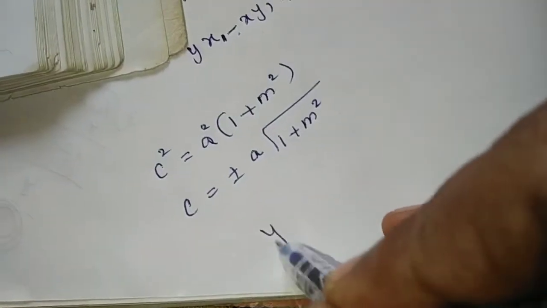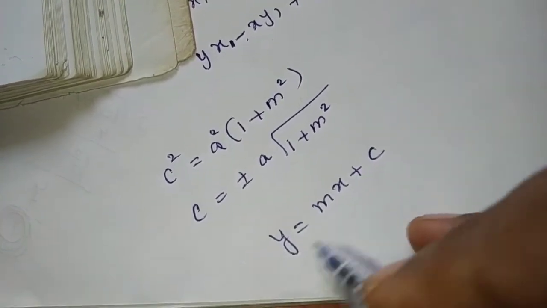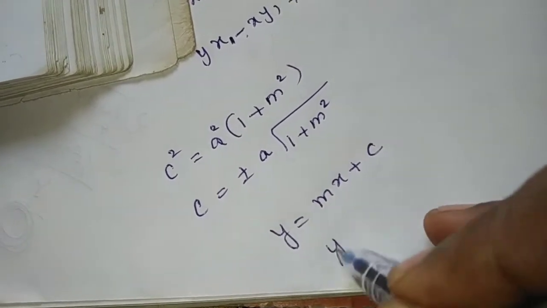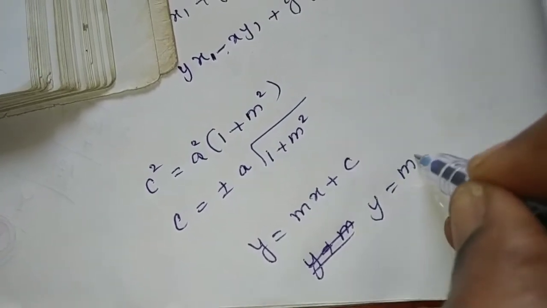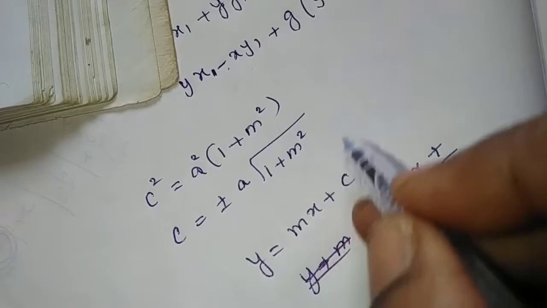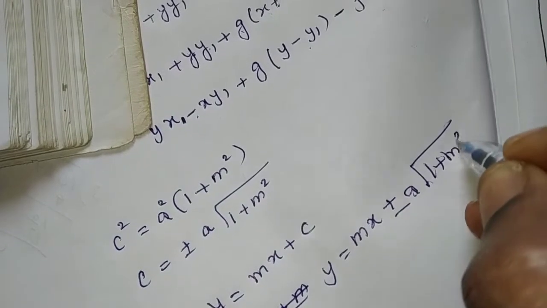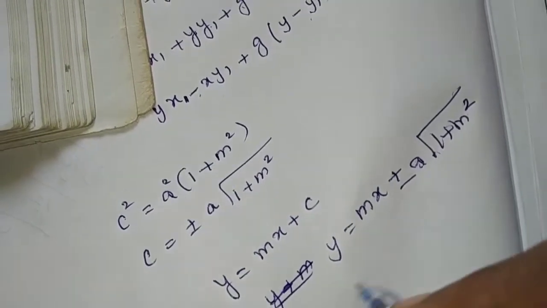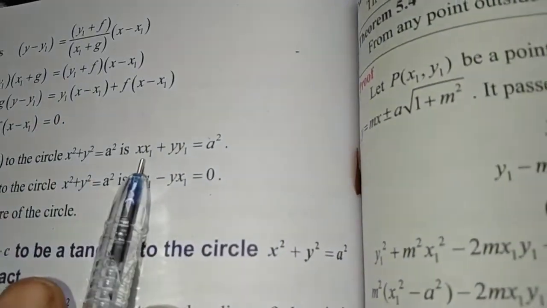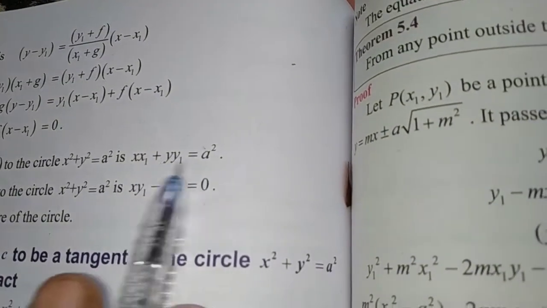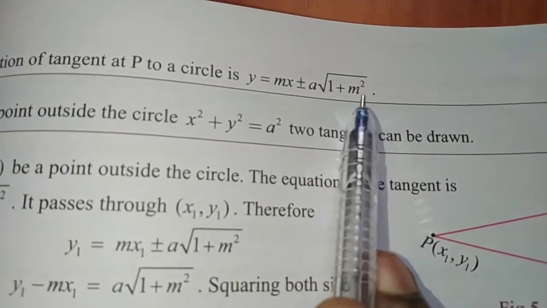The line equation y equal to mx plus c. Now this one is a tangent. We want to find the tangent. This line is a tangent. Change into the tangent equation, that is y equal to mx plus or minus c, where c equals a root of 1 plus m square. This one is another tangent equation. Understand or not? Already one tangent equation is x x1 plus y y1 equal to a square. This one is a tangent equation. This one is another tangent equation, y equal to mx plus or minus a root of 1 plus m square.